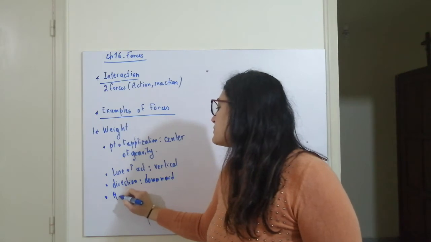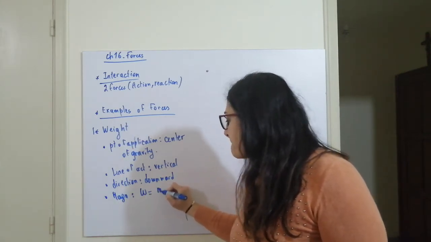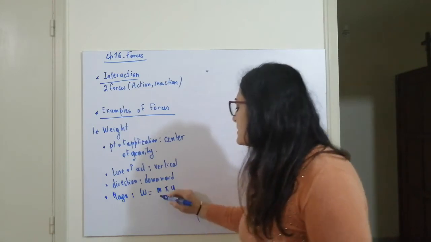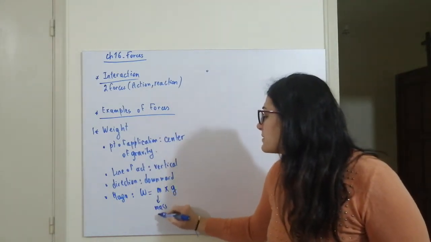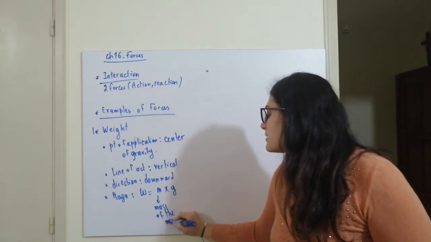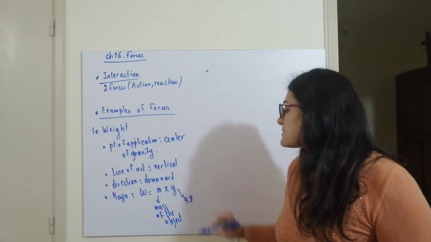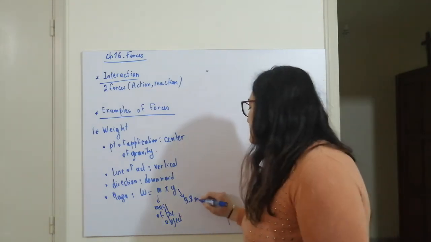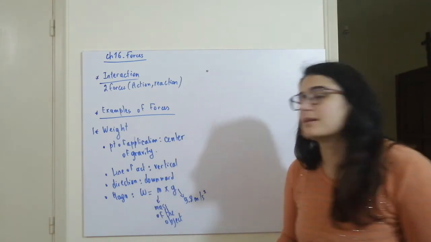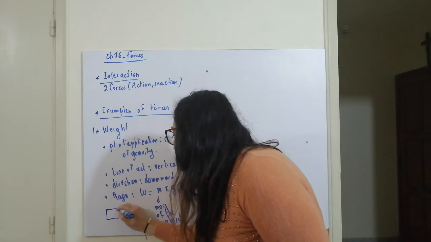And the magnitude, or norm, is W equals M times G. M is the mass of the object and G is 9.8. In some books you will find it as 10, but in fact it's 9.8 meters per second squared.